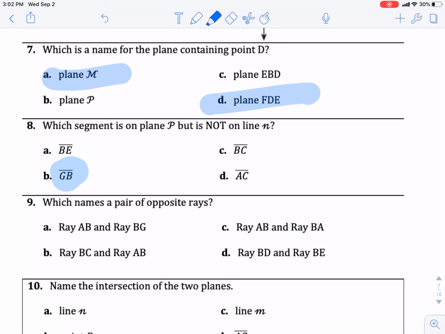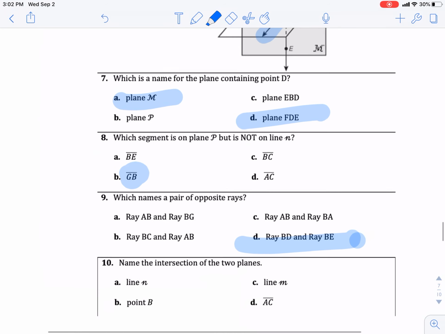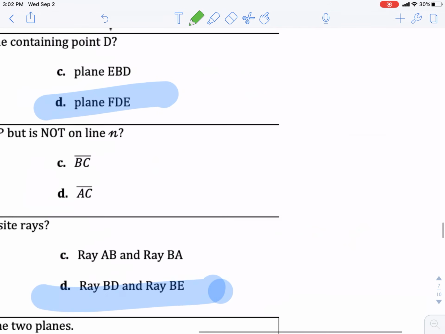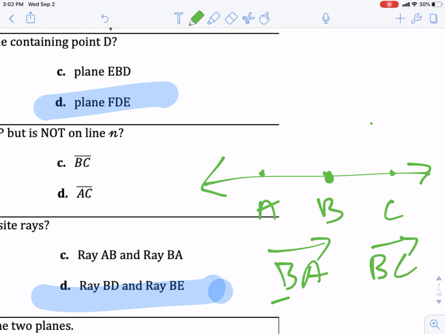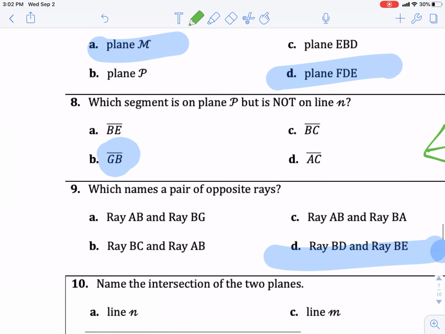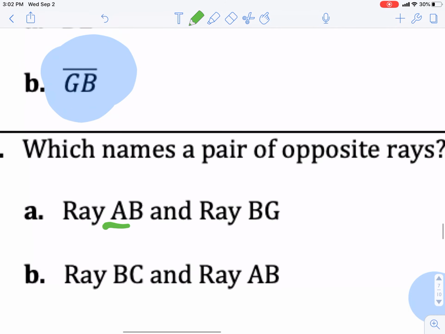Which names a pair of opposite rays? Automatically that last one, because in order to be opposite rays, you have to use the same vertex to name things. So these are opposite rays because they go in opposite directions, but it would be BA and BC would be the name of the rays. And both have that middle point starting out. So this is the only one that has the B listed first. Here it's AB or BA, can't have it like that.